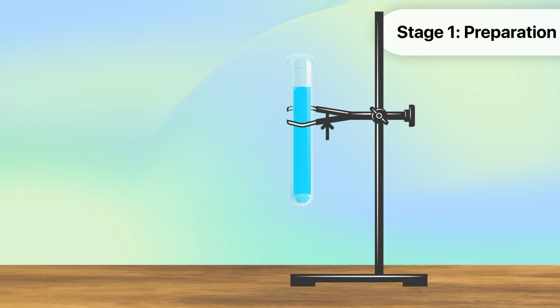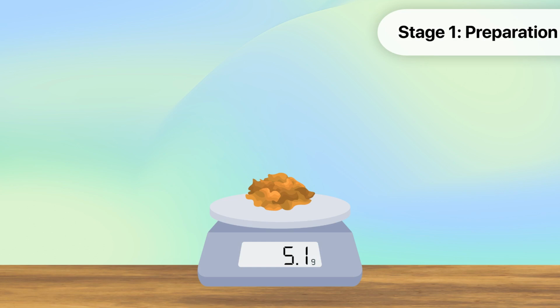Next, set up the boiling tube on a clamp stand. This setup is important to ensure we safely heat the water at a later stage. In the final part of our preparation, we need to weigh our food sample using a mass balance. Don't forget to record the exact mass in your lab book.